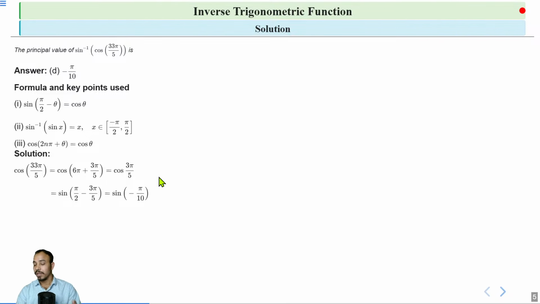Then you can write cos of 3 pi by 5 as sine of pi by 2 minus 3 pi by 5. Why? Because you know sine of pi by 2 minus theta equals cos theta. So cos of 3 pi by 5 is equal to sine of pi by 2 minus 3 pi by 5. Now pi by 2 minus 3 pi by 5 is actually minus pi by 10. So you can write sine of pi by 2 minus 3 pi by 5 equal to sine of minus pi by 10.